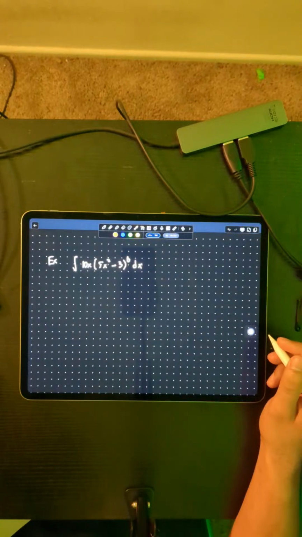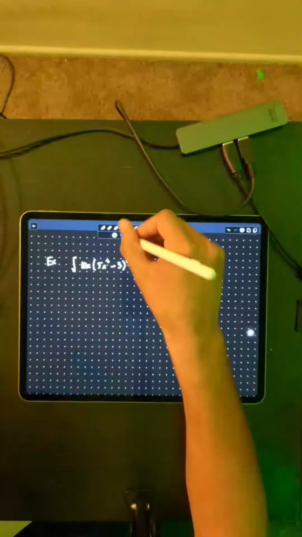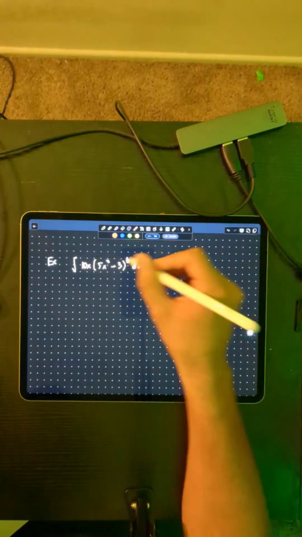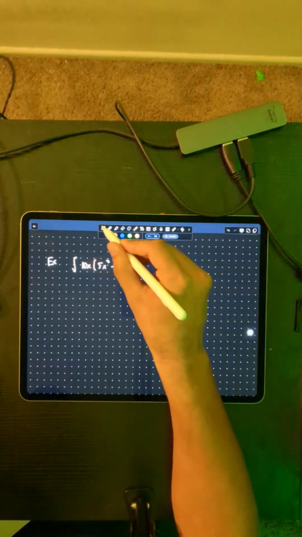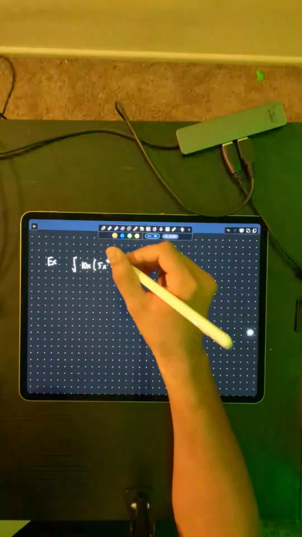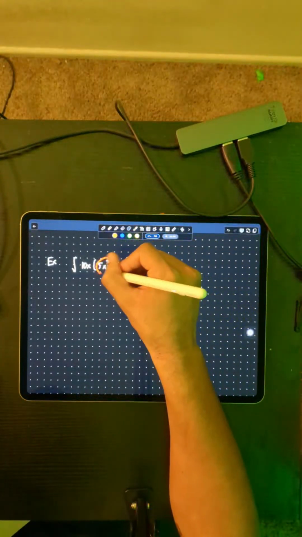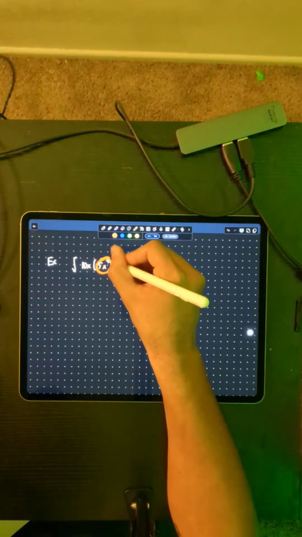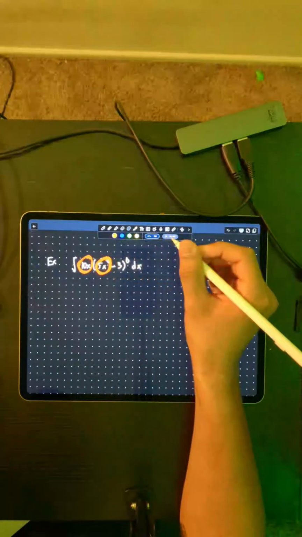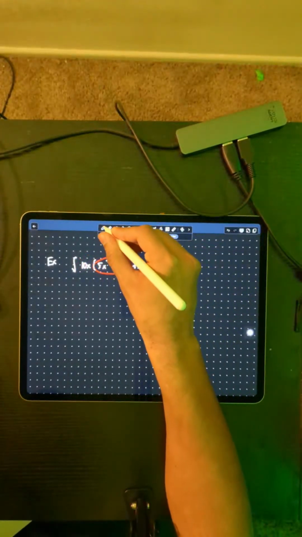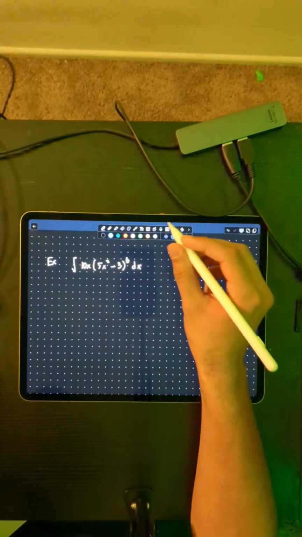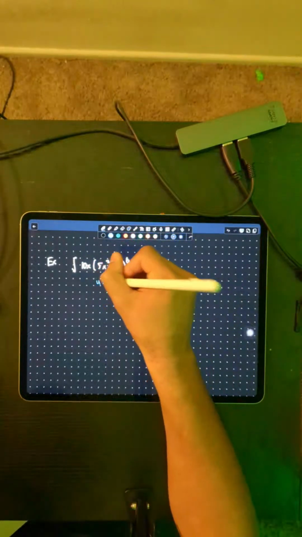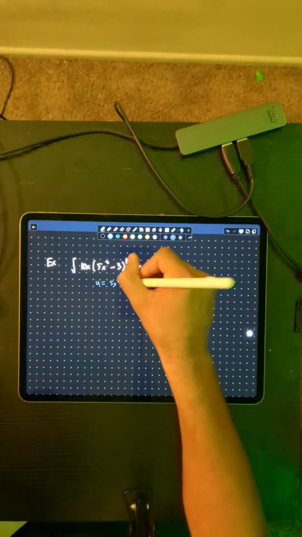Not quite. It's definitely going to be U-sub, so we're going to set U equal to something inside the integrand here. Well, notice that if we take the derivative of 5x squared, the derivative is right here in the integrand. So we're going to set U equal to this entire term in the parentheses. There you go, you guys got it.